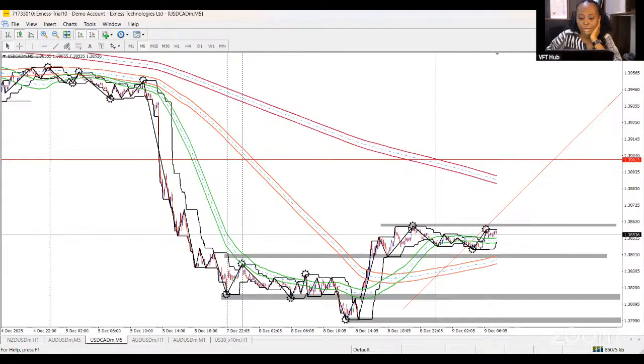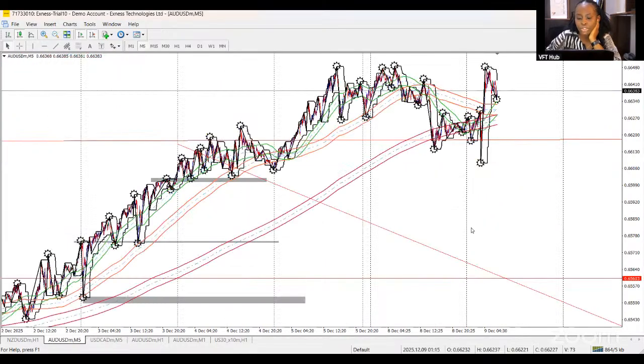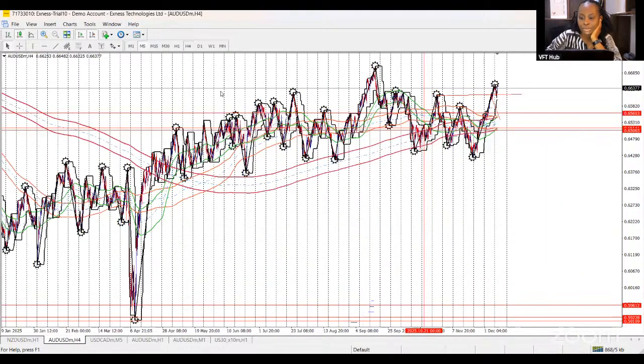Okay, now having that in view, let us now look at AUD USD. Please, at any point, if you have any question, let me know in the chat box. I'll do my best to answer them. Questions relating to the asset classes that we're looking at today.